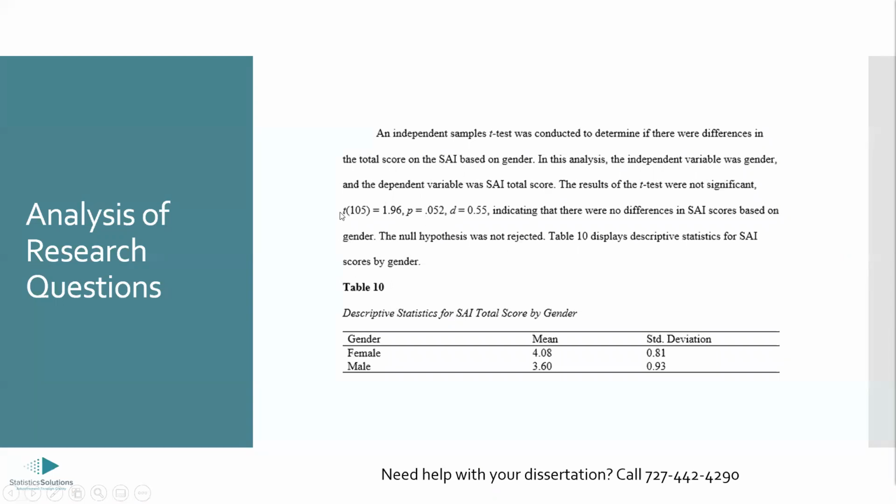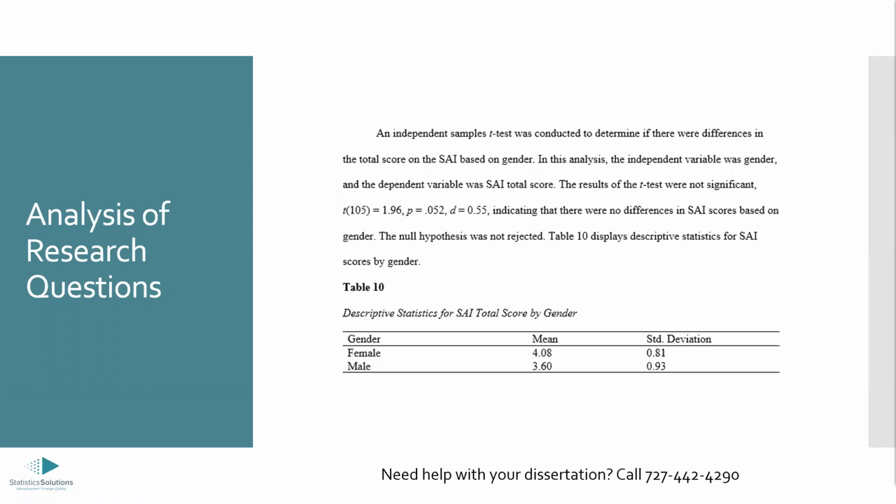So for our t-test, we want to present our t-value along with the degrees of freedom for that test in parentheses, our p-value or significance level, and then we have an effect size measure here for Cohen's d. We state that the test was not significant because our p-value here was greater than 0.05. Make an interpretation of that test. It's not significant, so there were no differences between the groups. And we make a clear statement for a hypothesis saying the null hypothesis was not rejected.